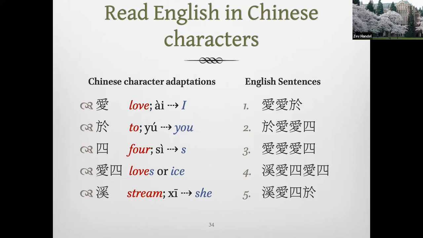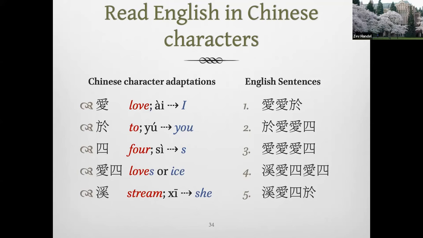Who's got number one? Let's see. In the red, in the very back, what do you have? I love you. Perfect. So this I is being used in two ways. First phonetically adapted, then semantically adapted. Very good. Once you get the first one, the others get easier and easier. Who's got number two? Raise your hand. Yes. You love ice. Great. You love ice. Yes. Americans love ice, right? We always get ice in our drinks. Okay, number three.